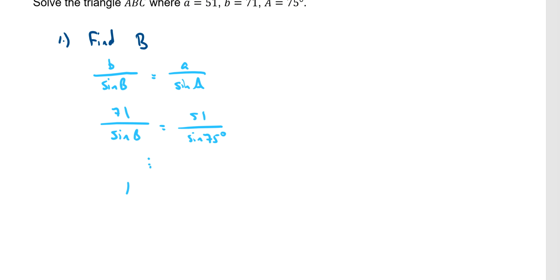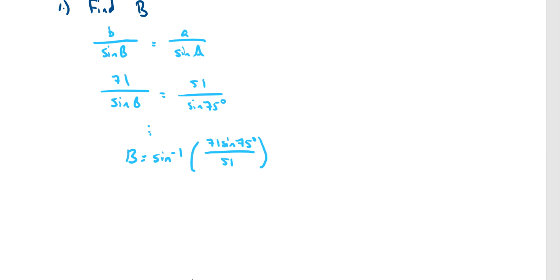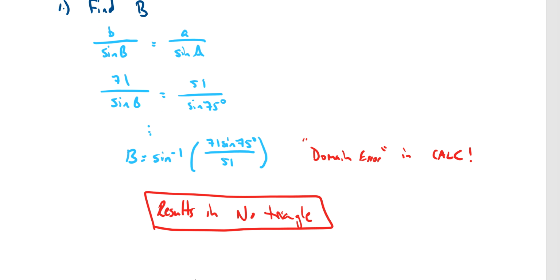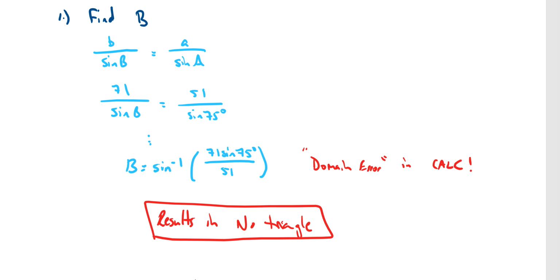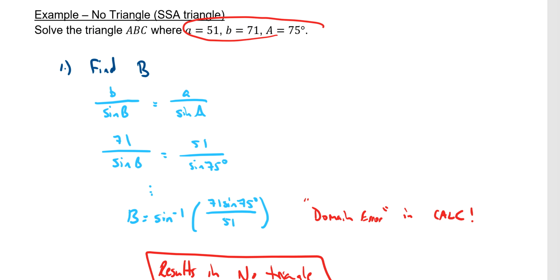I'll put dot, dot, dot. We would end up getting B equals sine inverse of 71 times sine of 75 degrees all over 51. So if you end up plugging this into the calculator, you're going to end up getting domain error. So what that means, domain error, as soon as you do this first step, that means there's no possible triangle that you can actually create given this initial set of information up here.